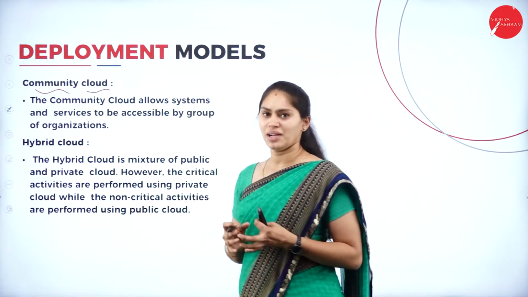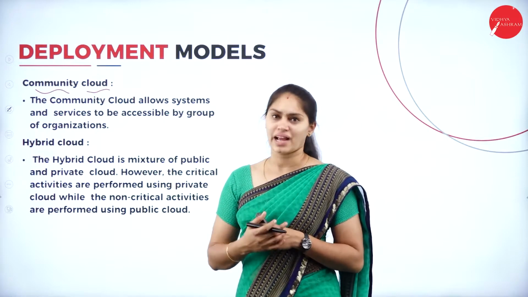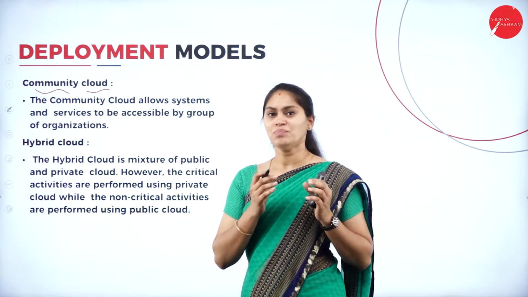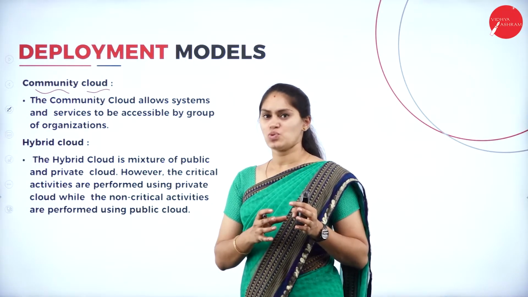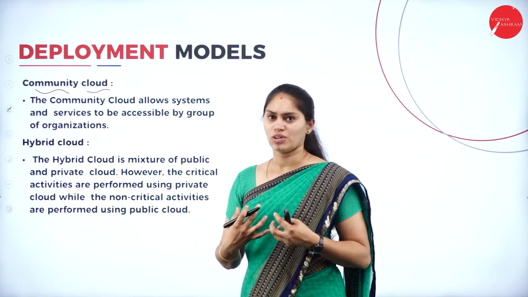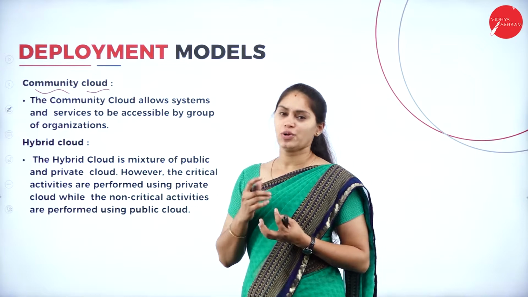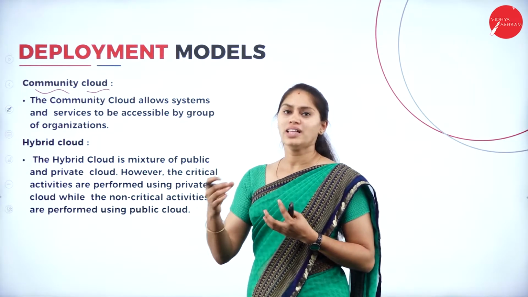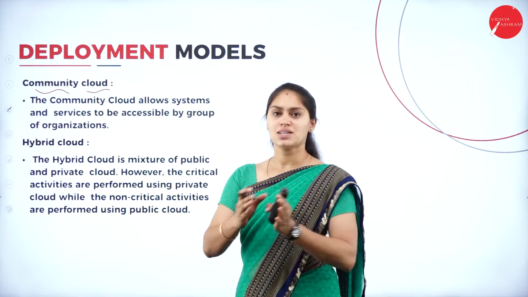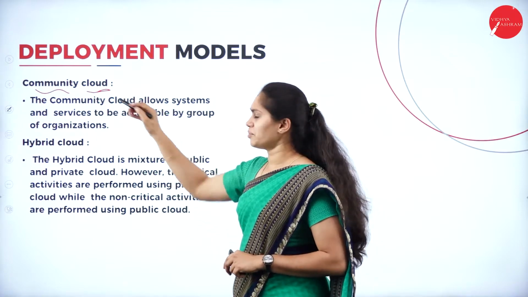For this community cloud, just imagine we have a bank, and that bank has several branches. Instead of having each branch with a private cloud or each branch with a separate cloud, they are going to take one community cloud. That community cloud is going to serve and give the services to all the branches of the bank instead of taking a private cloud for each branch of a bank. Okay, that is the thought in the community cloud.